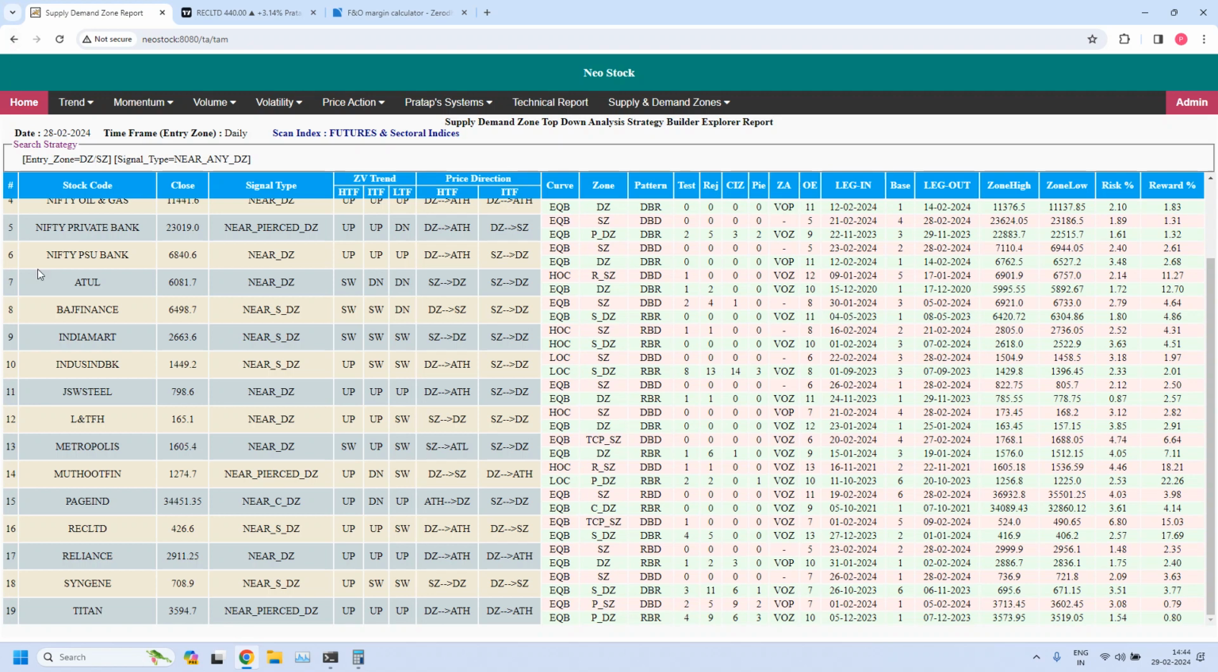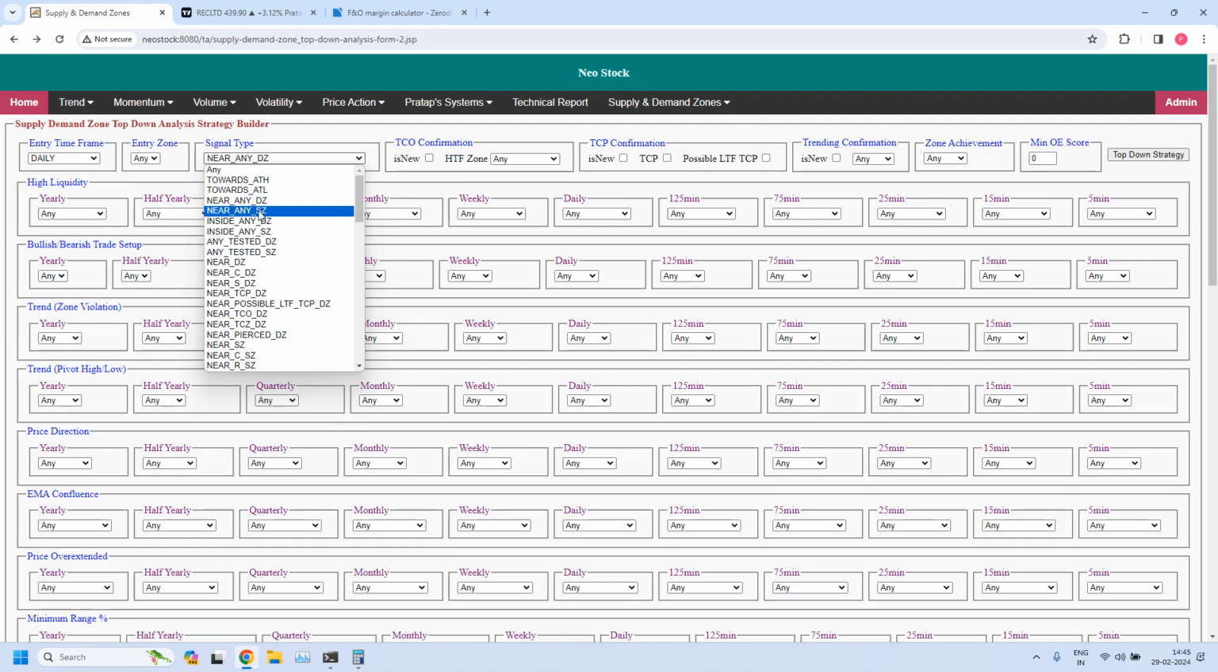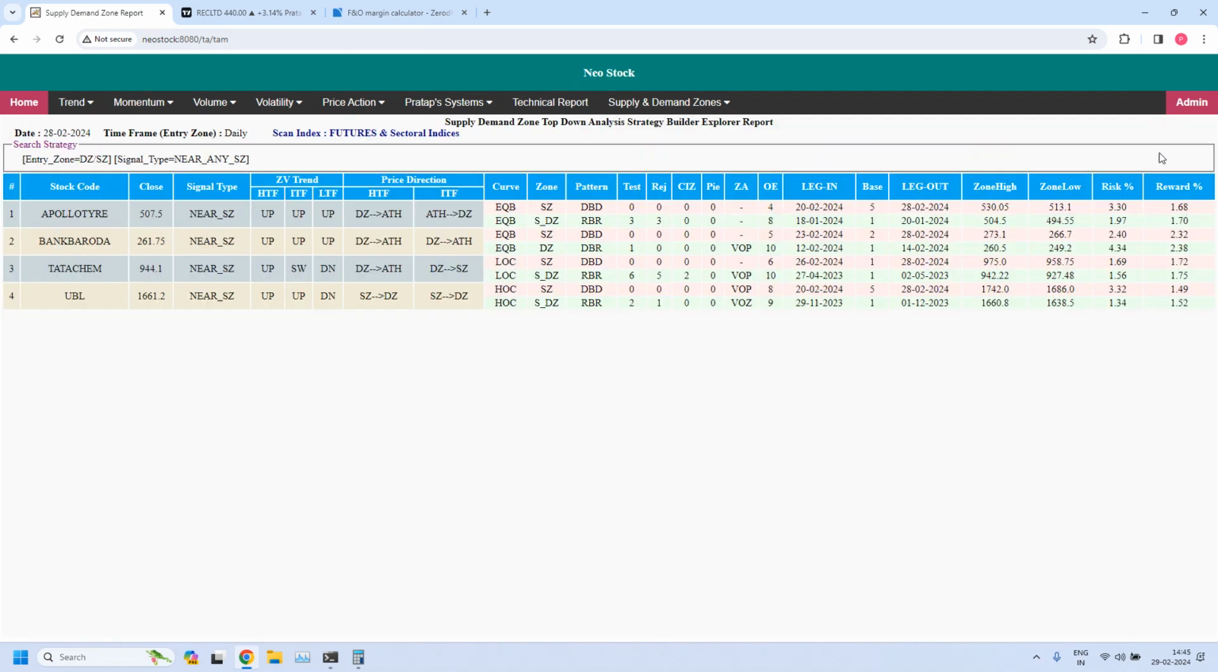And now this is from daily demand zones. Now we have daily supply zones, and 75 minutes demand supply zones. So now let me go back to the daily time frame. I am generating the stocks near daily supply zone. Only 4 stocks are filtered. Any high liquidity supply zones from this list? No. All the supply zones are normal supply zones. We don't plan any high liquidity trades from this report.